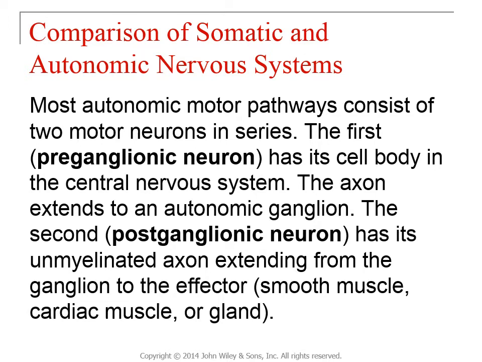Then you have a second neuron that will synapse at the ganglion itself. It will be unmyelinated. It'll actually go to a different type of effector. In this case, not skeletal like we see in somatic, but going to go to either smooth muscle, cardiac muscle, the heart, of course, or any type of gland as its effector.